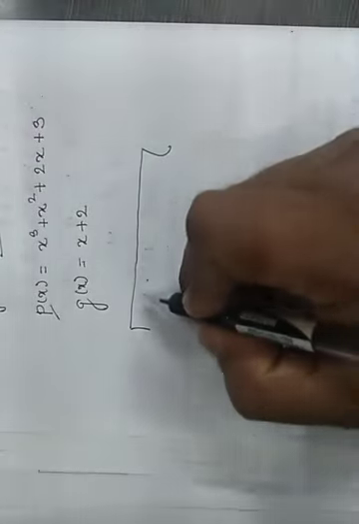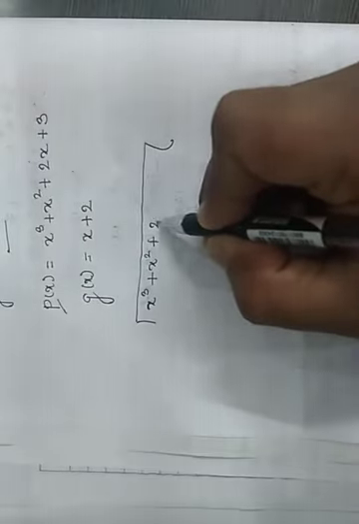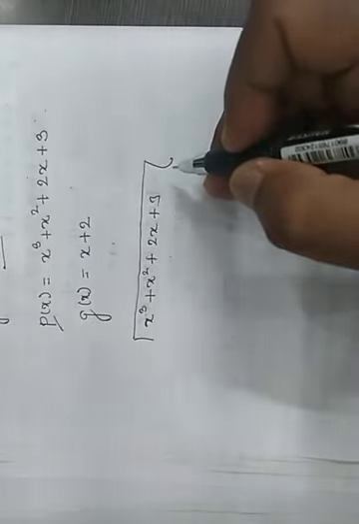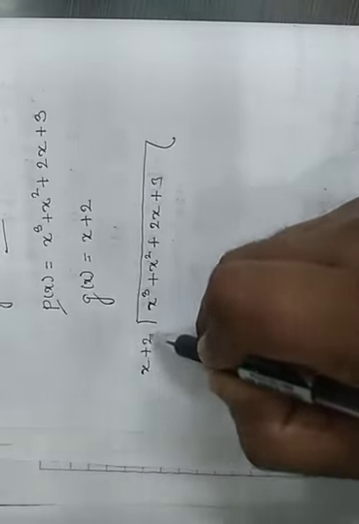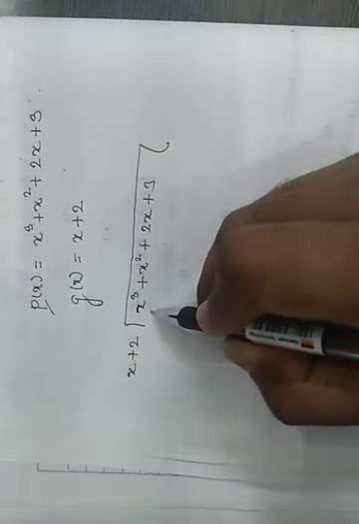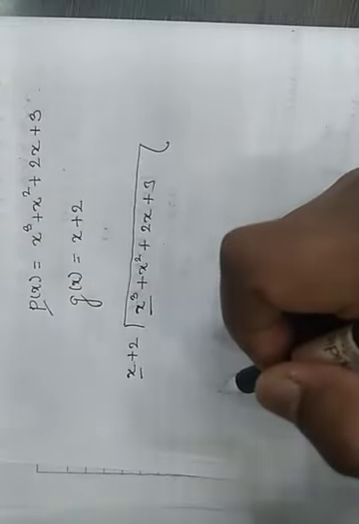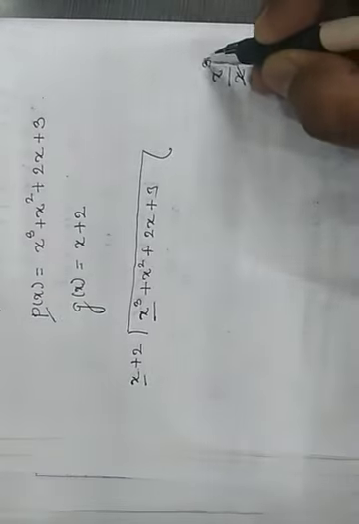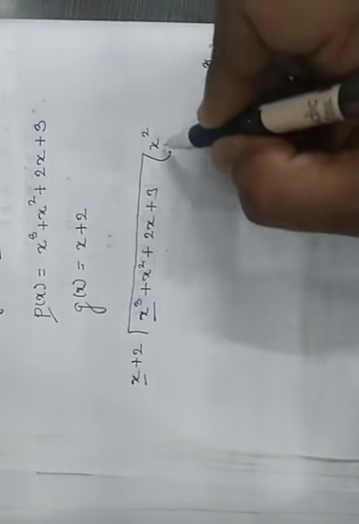This method is also known as the long division method, or division algorithm. Now here this is the dividend, and this is your divisor. Now tell me, what should I do? I have to find the quotient. How? Divide the first term of the dividend by the first term of the divisor. So x to the power 3, when we divide it by x, the power will cancel and it becomes x square. So this is the first term of the quotient.